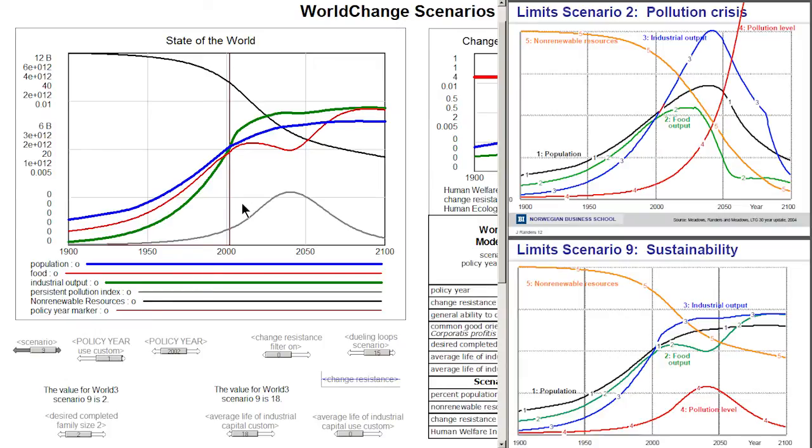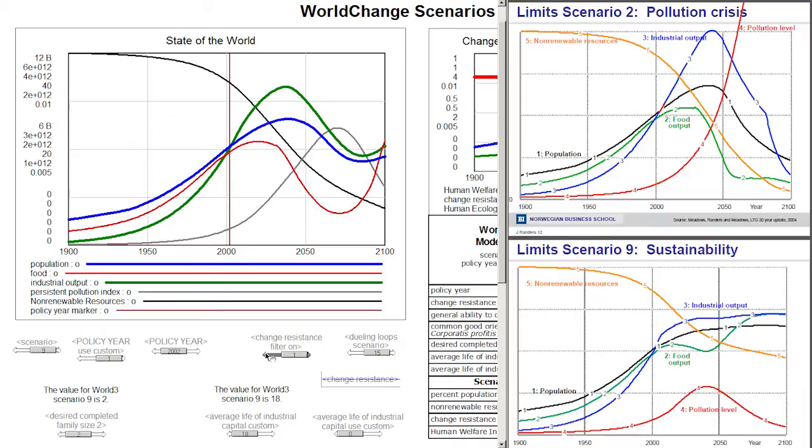What we have here is scenario 9 from World 3 and limits to growth. This is what might have happened if the solution had started in 2002, but it didn't due to change resistance. To show how that will affect this scenario right here, which makes things look solved, let's turn the change resistance filter on, and instantly we can see what we've got here is not a solved problem, but partial collapse.